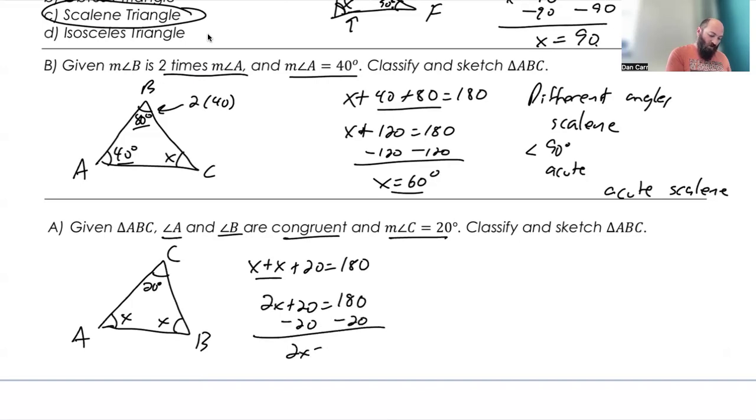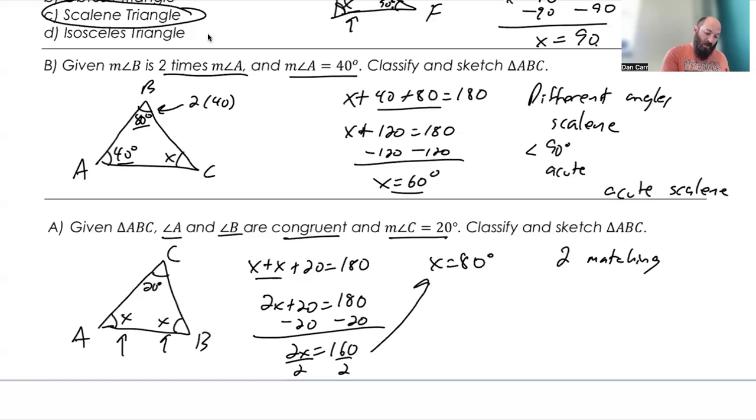Subtract 20, I get 2x equals 160. And then I divide by 2, and then x is going to equal 80. And in this case, it's going to be 80 degrees. So that means it's 80 here and 80 here. Since I have two matching angles, that makes it isosceles.